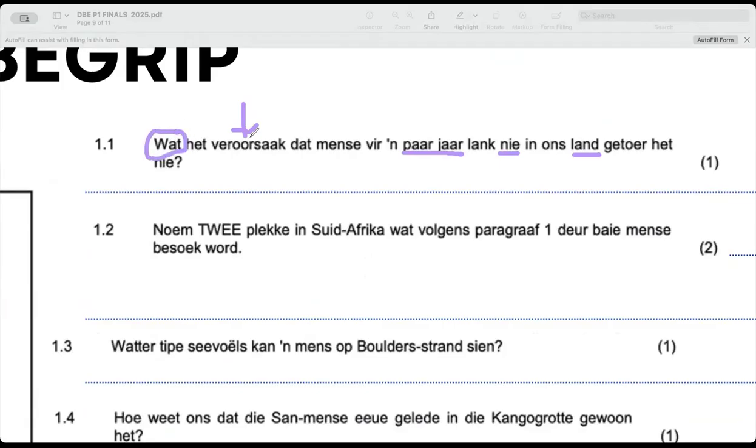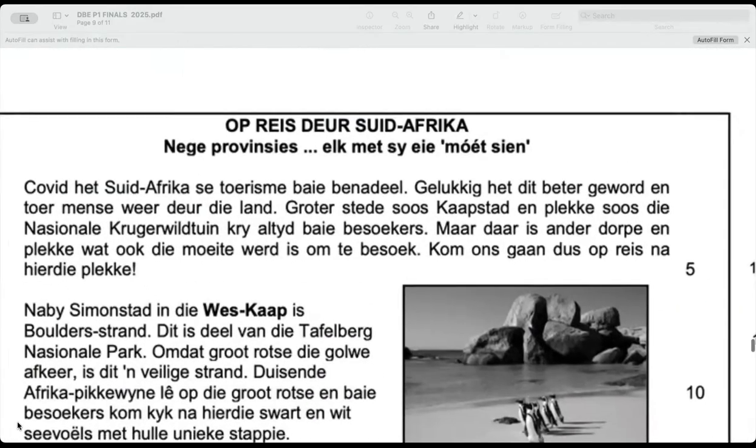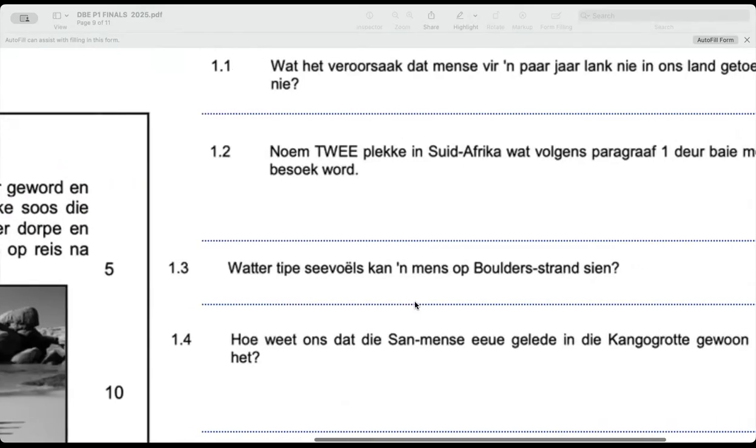Okay, so what's something that people didn't come to our country for a few years? Okay, so that is analyzing what the question is asking. Then you go over here and you can see straight away you've got South Africa and you've got toerisme, which you know means people coming to the country, and you have got the word COVID. And so wat indicates that you need to find a fact, a noun. And this is how you need to start analyzing your questions.